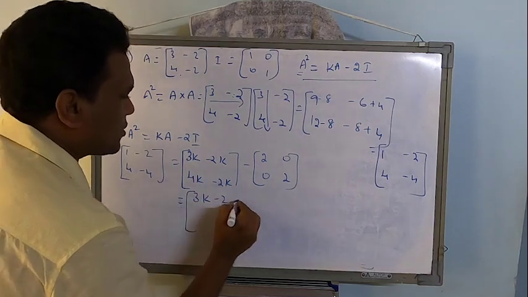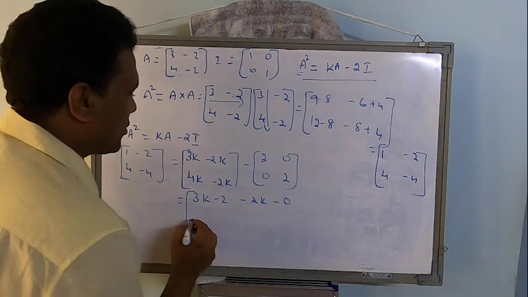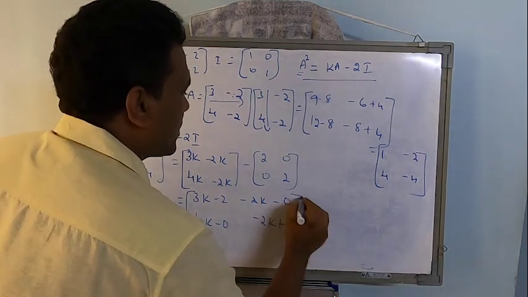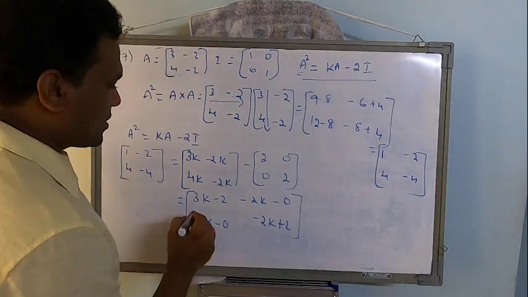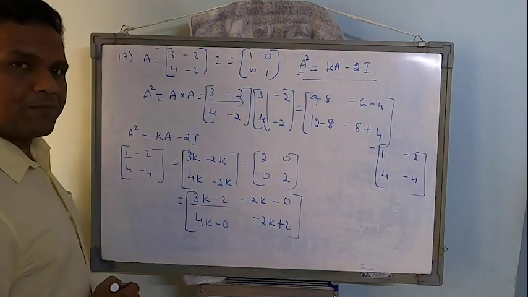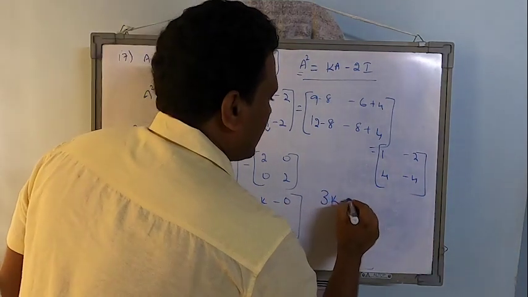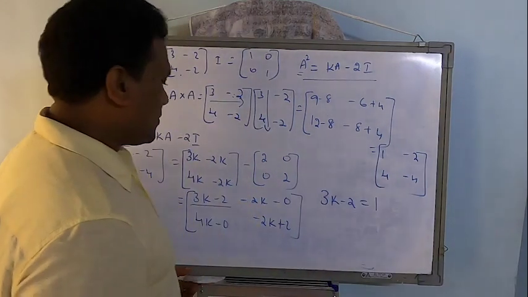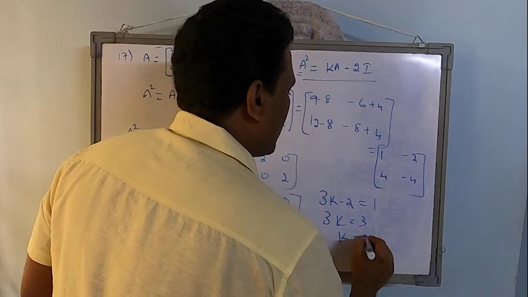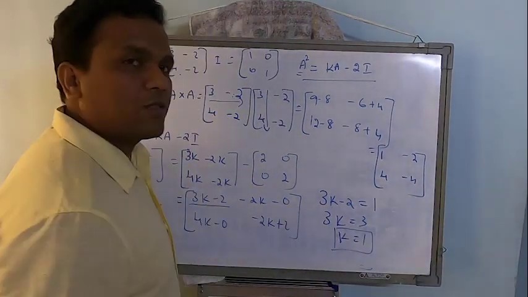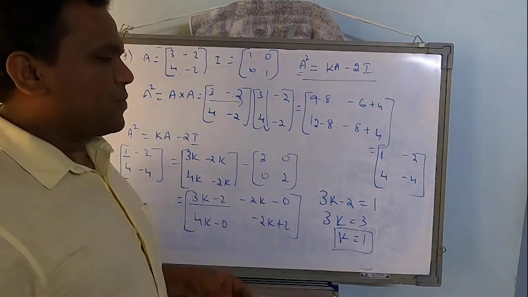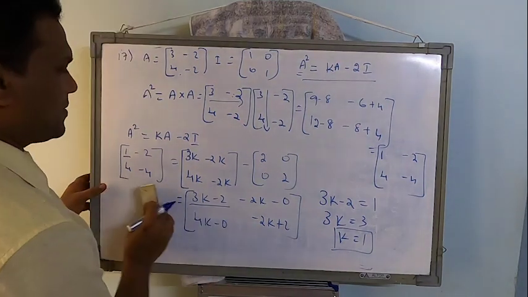So 3K minus 2, minus 2K minus 0, 4K minus 0, minus 2K plus 2. Now equate the corresponding elements on both sides. Any one equation is enough actually. 3K minus 2 equal to 1. So on simplifying this, 3K is equal to 3, or the value of K will be equal to 1. It's so simple. Okay students, a simple problem actually. Just find A square, and the rest of the things we can manage.